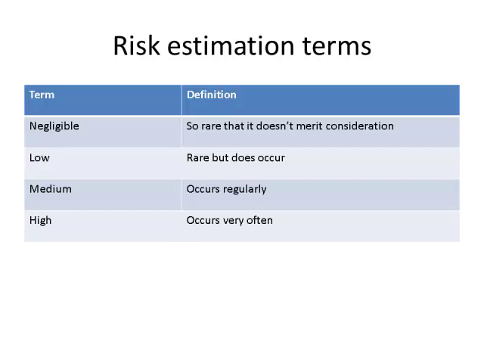Brief summary of the terms that we're using in this document. These are fairly standard understanding of risk estimation terms. Clearly, these are qualitative terms, not quantitative in any way, shape, or form. So negligible, generally that means it's so rare that it doesn't merit consideration. Low is it's rare, but it can occur. Medium risk means it occurs regularly, and a high risk would occur very often.